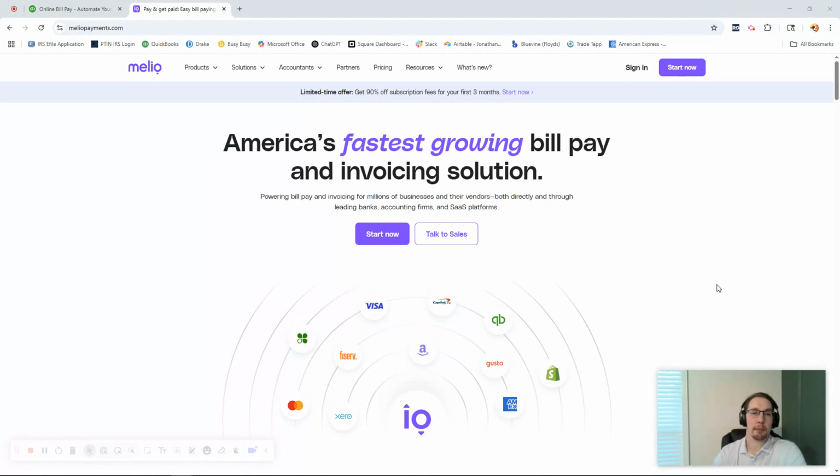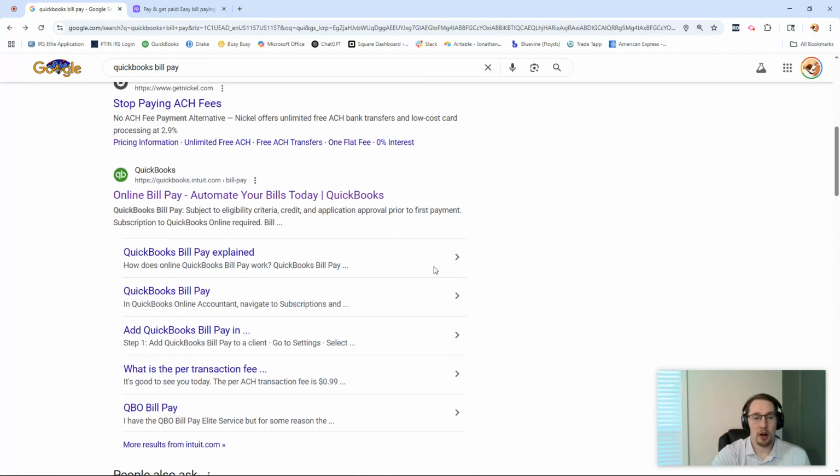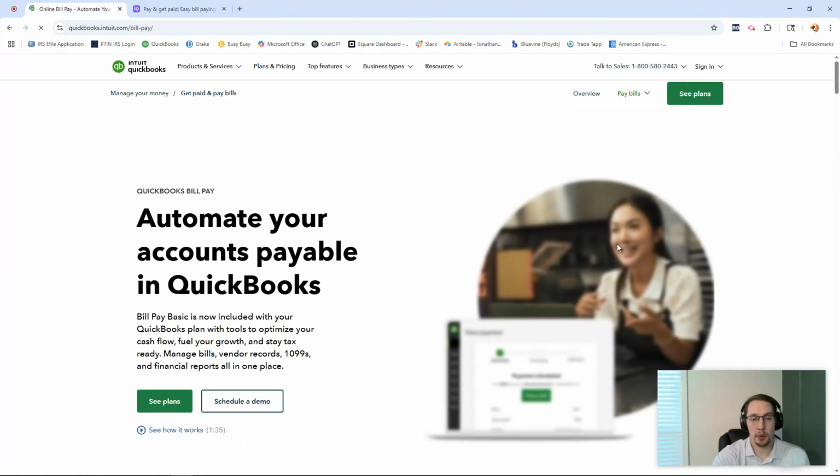And so, what a bill pay platform does is it helps aggregate that data and it helps put everything in one place. And so, today we're going to be talking about QuickBooks as a bill pay platform and Melio as a bill pay platform. And they each have their pros and cons. And we are actually going to start with QuickBooks just because that's probably the one that most people are familiar with. So obviously the online bill pay within QuickBooks is going to be for QuickBooks users. So if you're not using QuickBooks, this probably isn't going to be the platform for you.